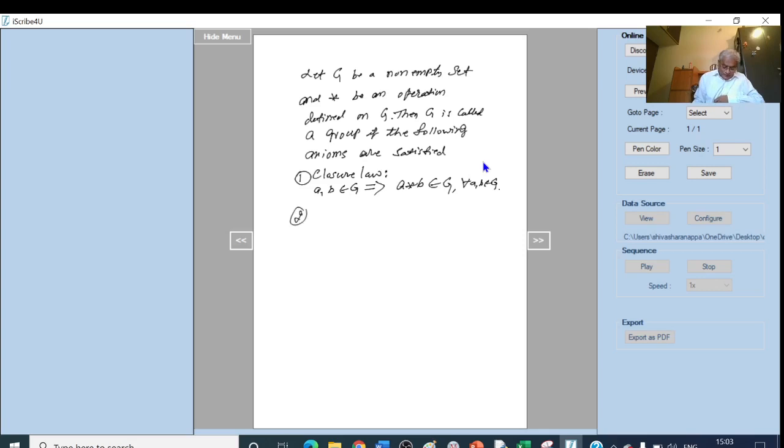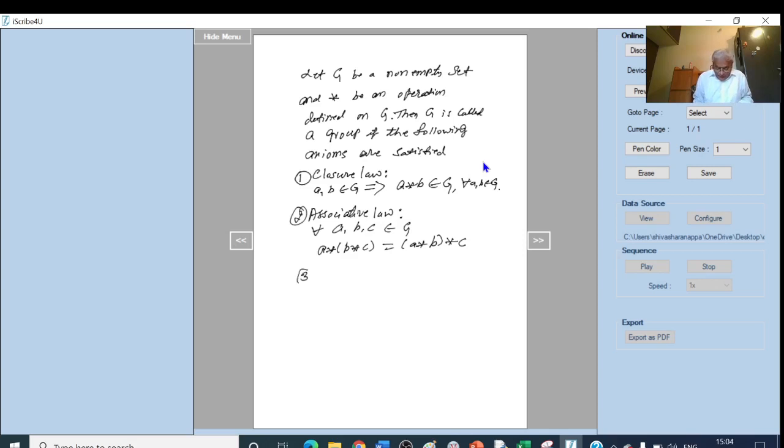And the second axiom is associative law. What is associative law? For all A, B, C in G, A star (B star C) must be equal to (A star B) star C. This is the second axiom. This also must be satisfied.